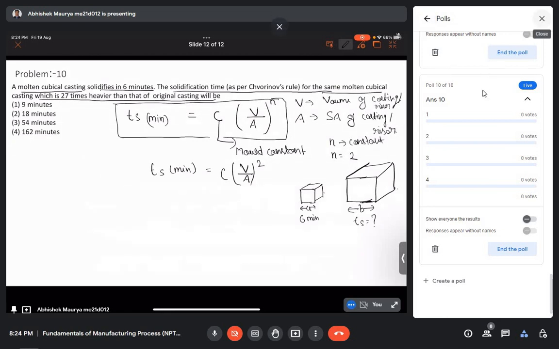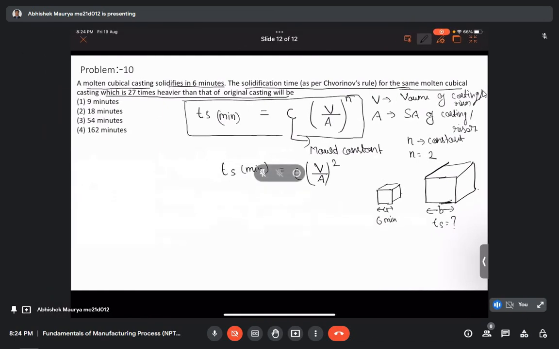Okay, let's start discussing it together. As per the formula, what information do we need? We know the solidification time for the smaller one. It is already given that the smaller one will solidify in 6 minutes. So TS for the smaller one is given as 6 minutes.